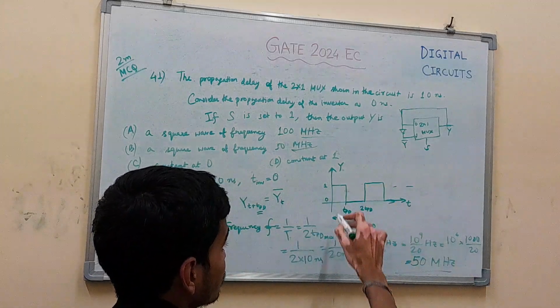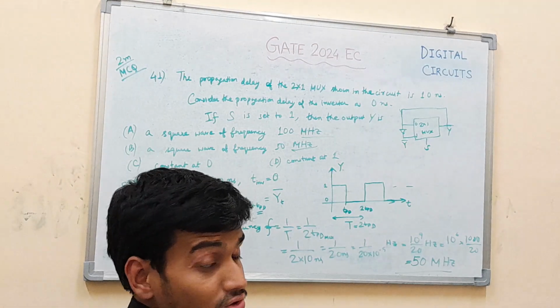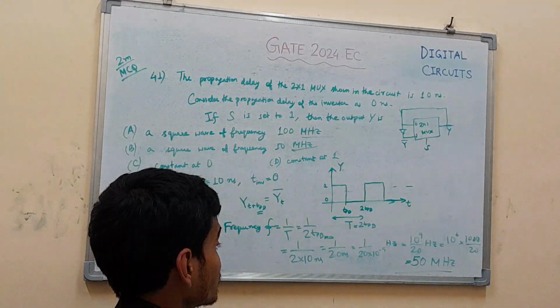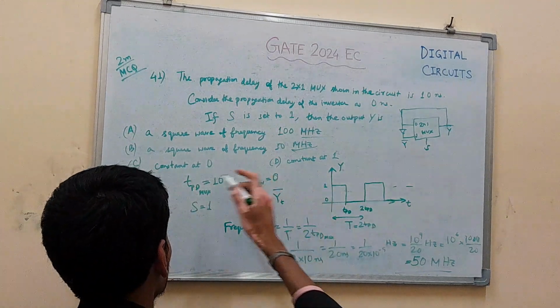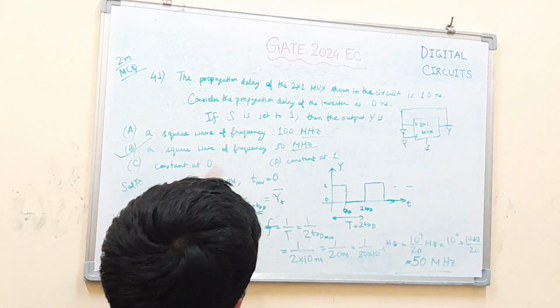The waveform will be like this or like this. It will be cyclic at whatever time instant you start. So we get the frequency value of 50 megahertz, and the output will toggle as a square wave of frequency 50 megahertz. So the answer to this question is option B.